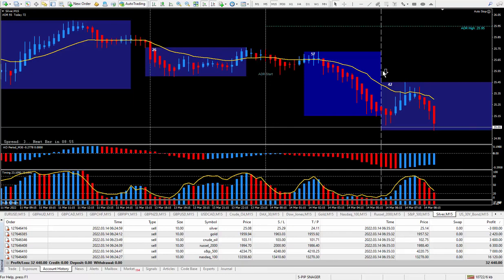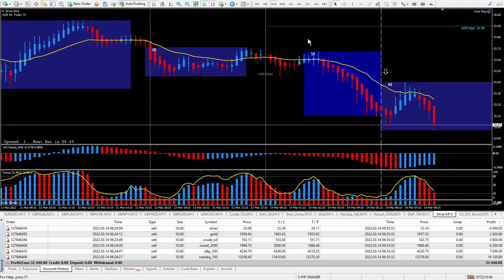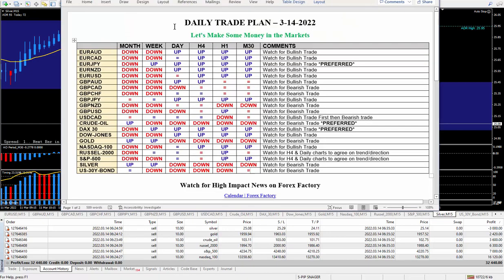Now at 6 o'clock in the morning, I'm in front of the computer, drilling down the lights and producing my daily trade plan. And here it is here. Here's my daily trade plan for March the 14th, '22. I could have done a lot more trades. Even got some preferred, another one up here I could have done.